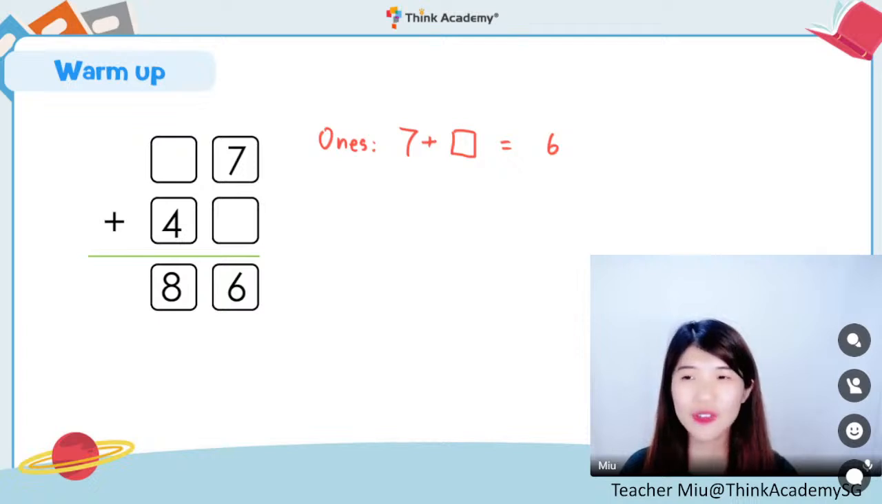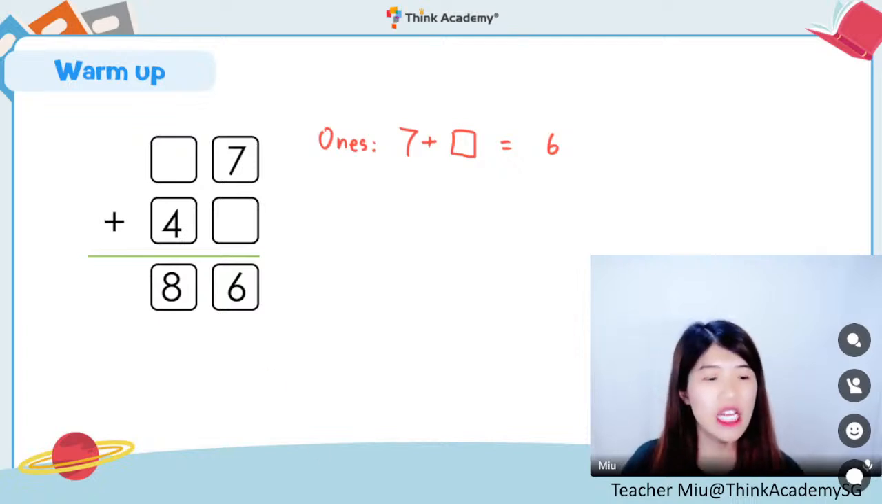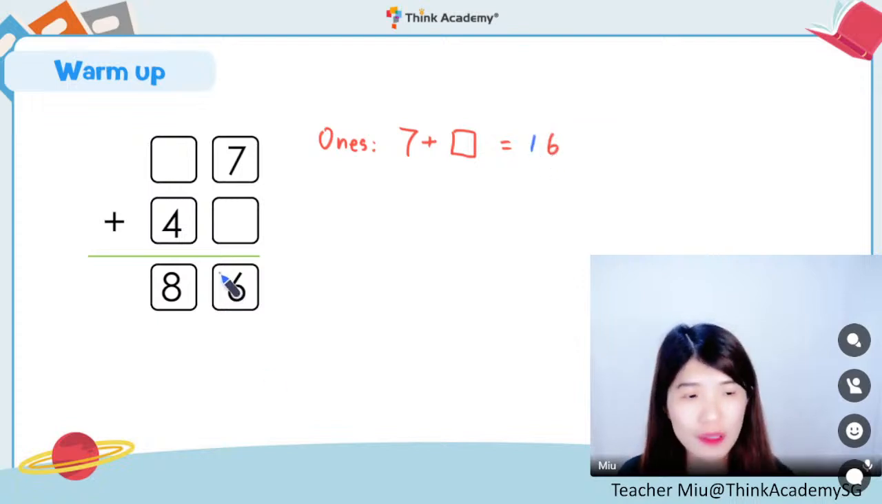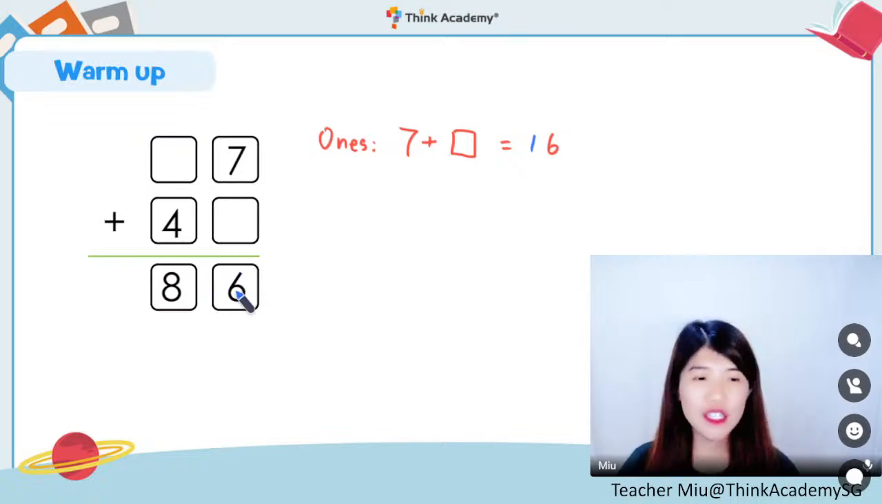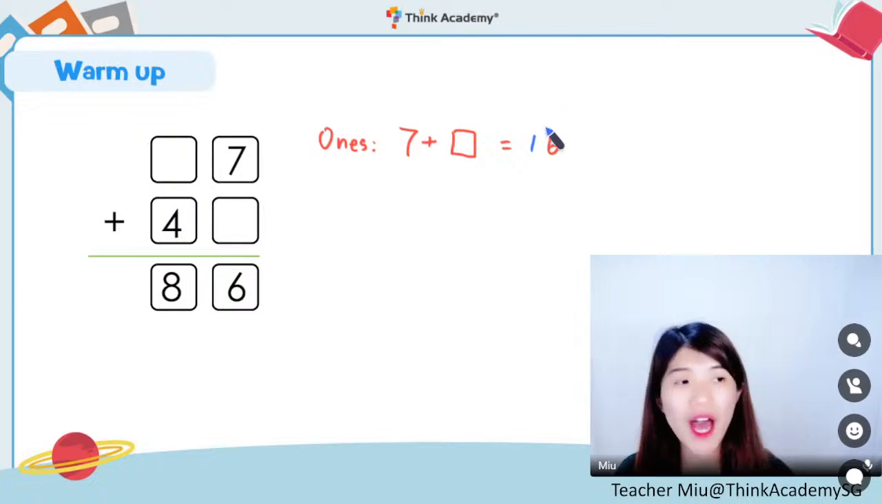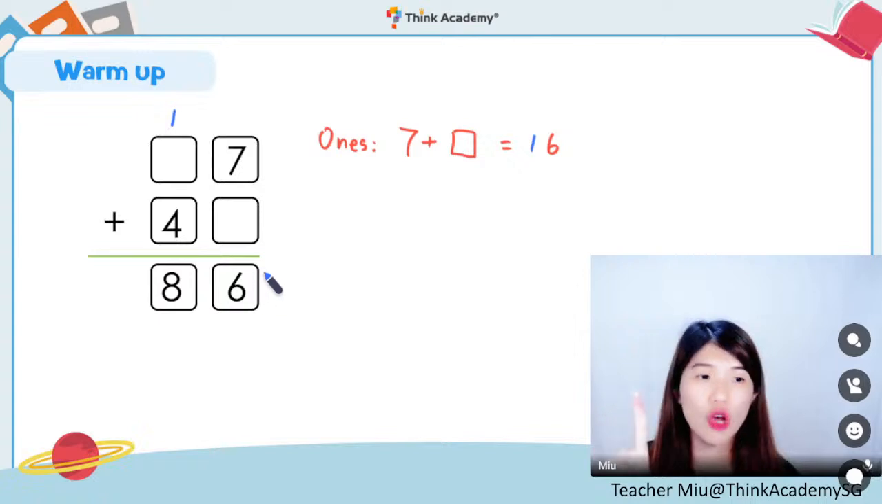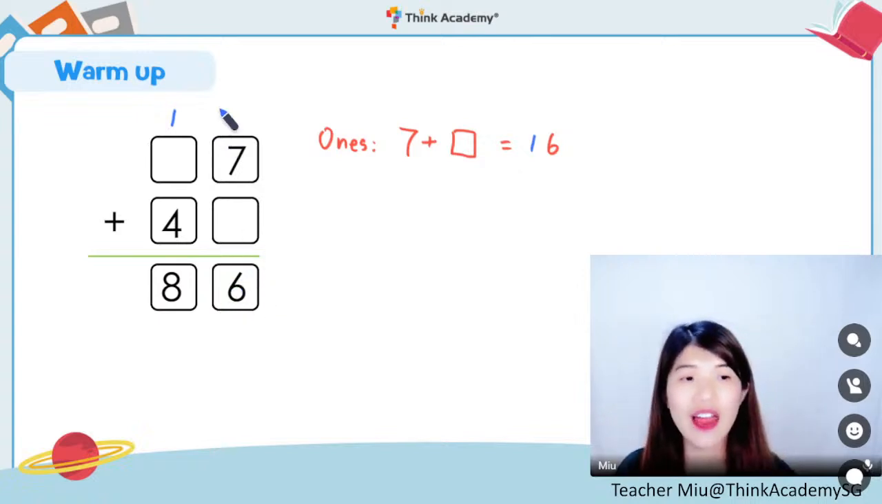Well done. Okay, I got different ideas. Let's check. It is not possible that 7 plus a number gives you a smaller number. What if this is not a 6, but a 16? Can you put the 16 in the one box together? No. That's why you can only see a 6, but the 1 is actually carried over to the tens place. For each box, you can only put one digit, so you can only have the 6 here and carry the 1 into the tens place.